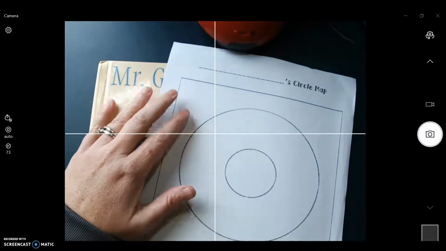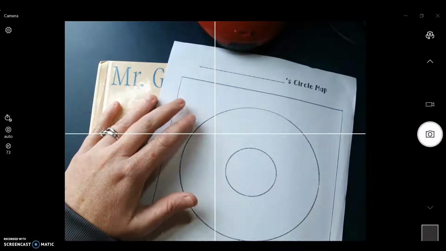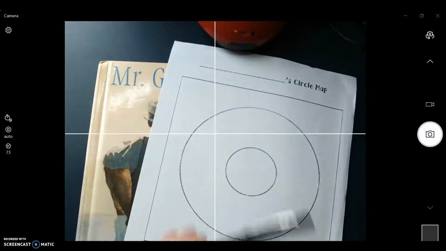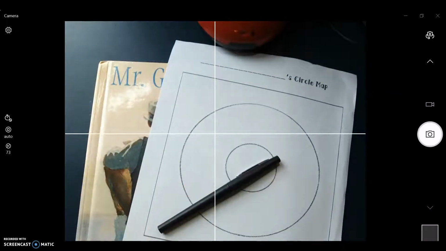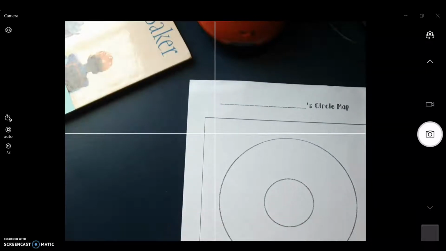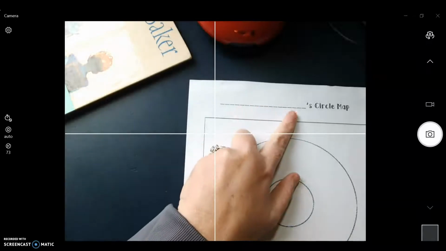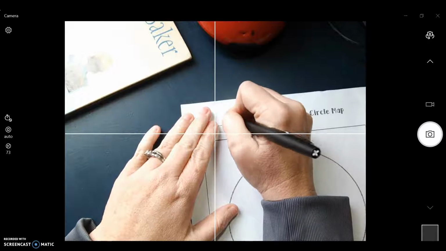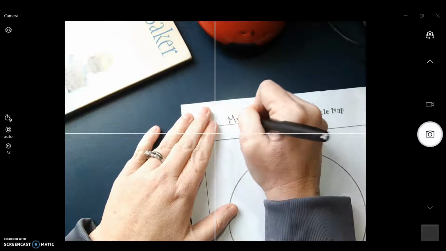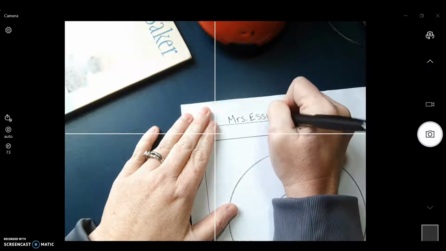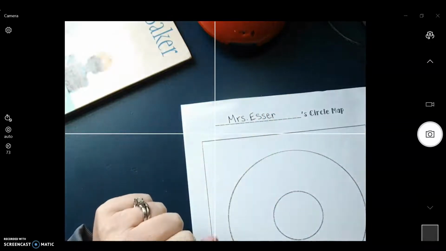This paper is in your reading and writing folder. If you'll pause your video and grab this out of your folder, as well as a pencil to write with. The next thing we're going to do, scholars, is write our name as well as our character's name. So at the top, we need to write your first name. So Miss Esther is just going to write Miss Esther. But you would write your name.